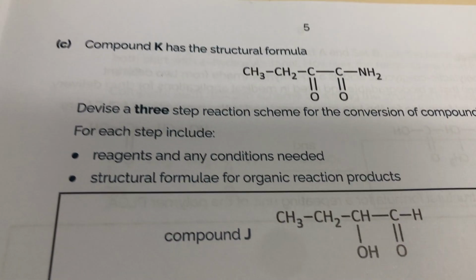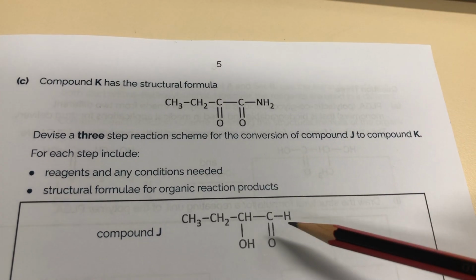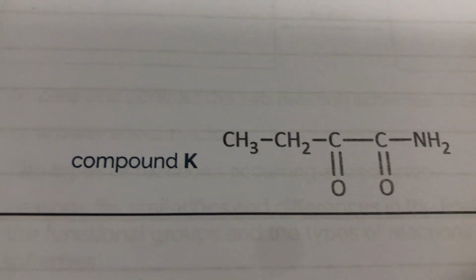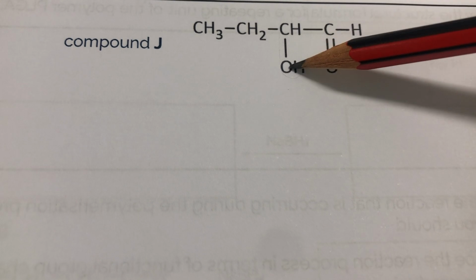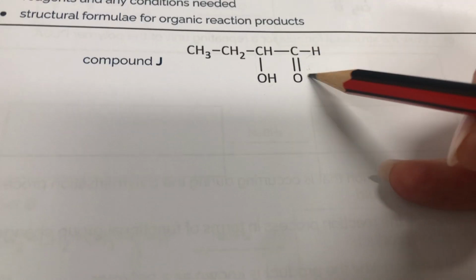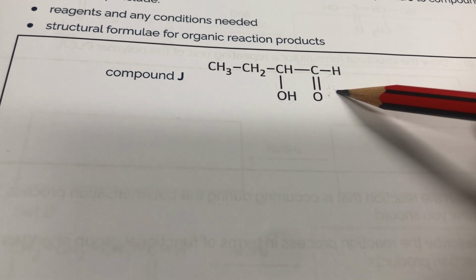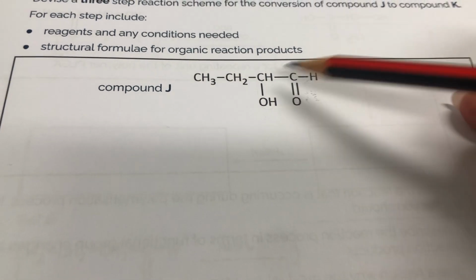Right, over here to compound K, we need a 3-step reaction scheme to convert J to K with our reagents, etc. Okay, so if we look down here at K, we need to oxidize this, and we need to convert this into an amide. Right, so to convert this into an amide, we actually need to convert it to a carboxylic acid, and then to an acyl chloride, and then to an amide. So that's pretty tricky, this question.